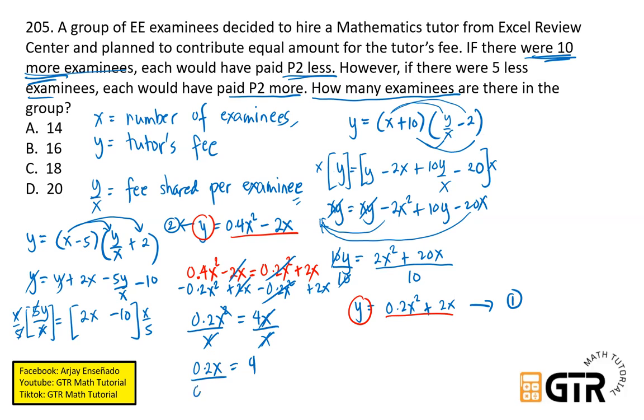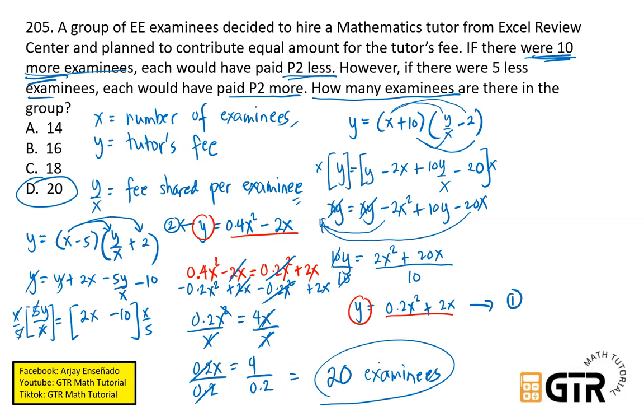And then last step, divide both sides by 0.2. So therefore, ang magiging value na ng x ay 4 divided by 0.2. So pag kinalculator na lang natin yan, 4 divided by 0.2, that is equal to 20. 20 examinees. Okay? So therefore, the correct answer is letter D, 20 examinees.